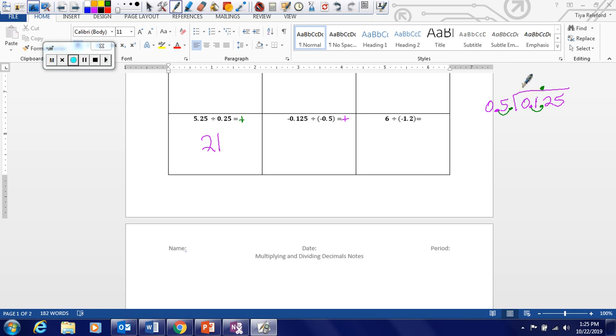How many times does 5 go into 0? 0. How many times does 5 go into 1? 0. How many times does 5 go into 12? 2. How many times does 5 go into 25? 5. So, I have a positive 0.25.